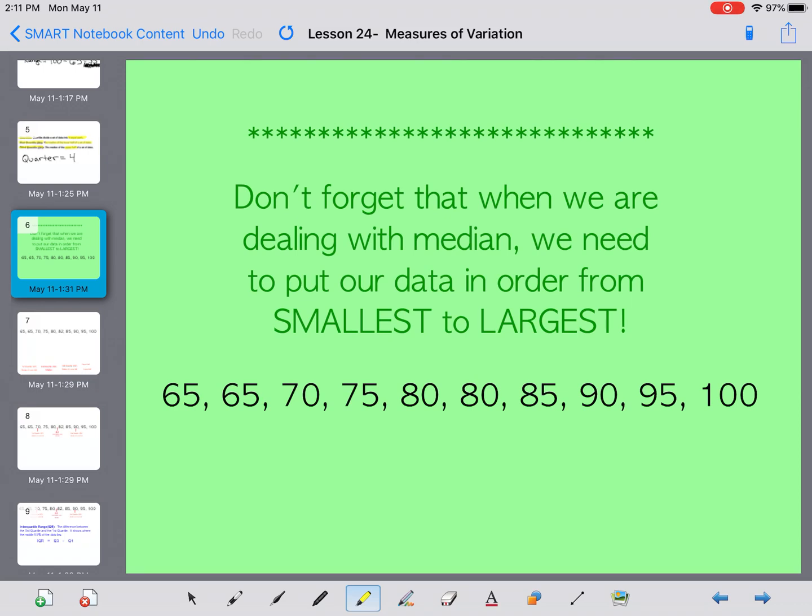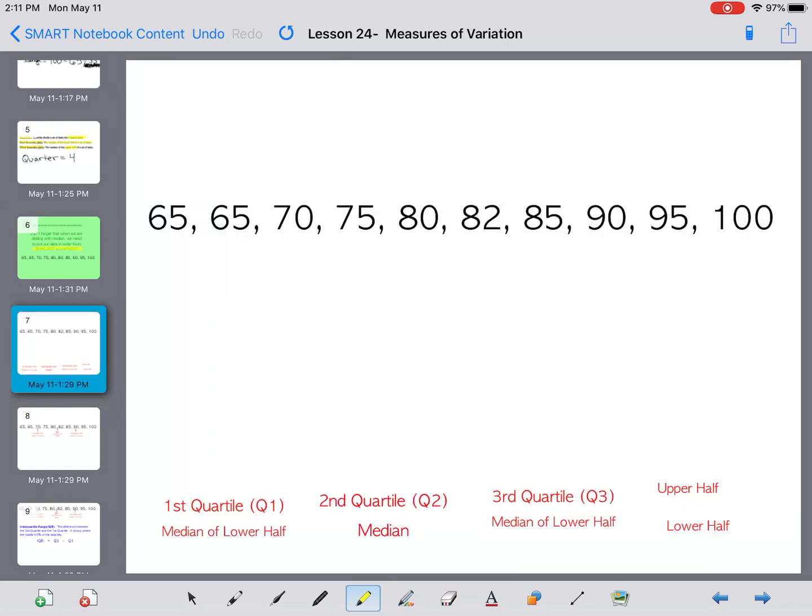So most importantly, friends, whenever you're dealing with median, it's so important to line up all your values from smallest to largest. You can't just look at your values and start crossing off and figuring out your median. You have to put them in order. So I did that right here. Let's go ahead and solve from there then.